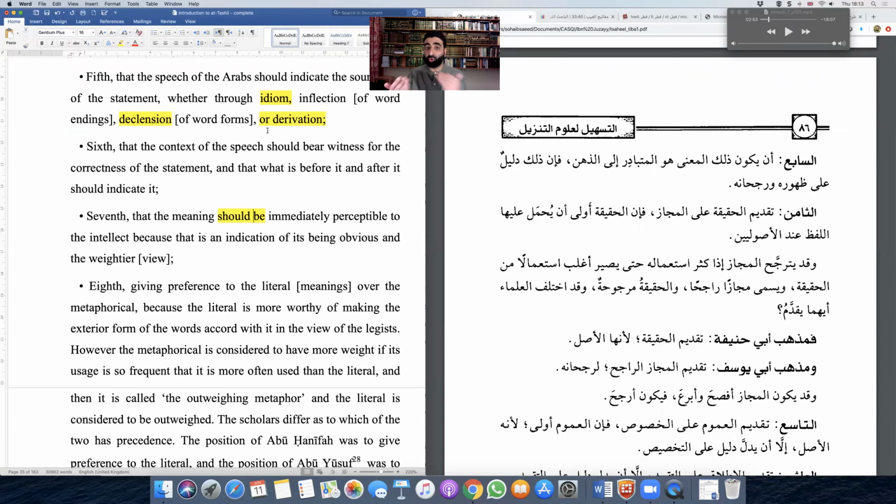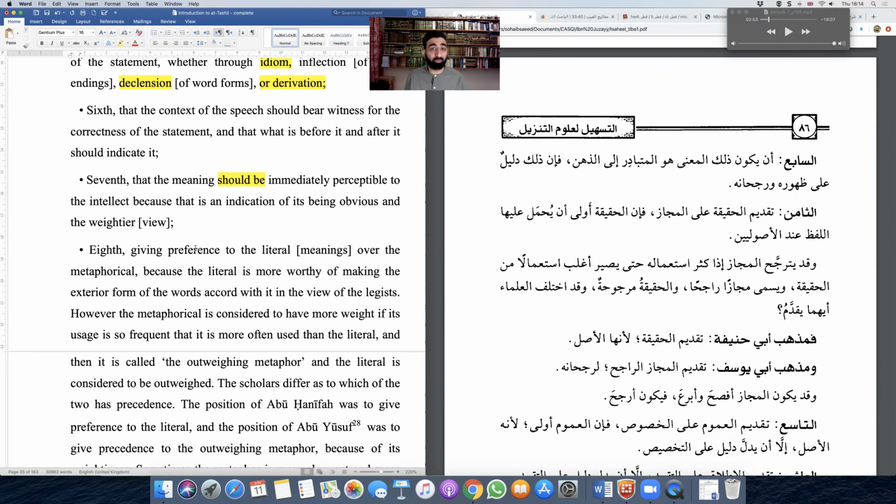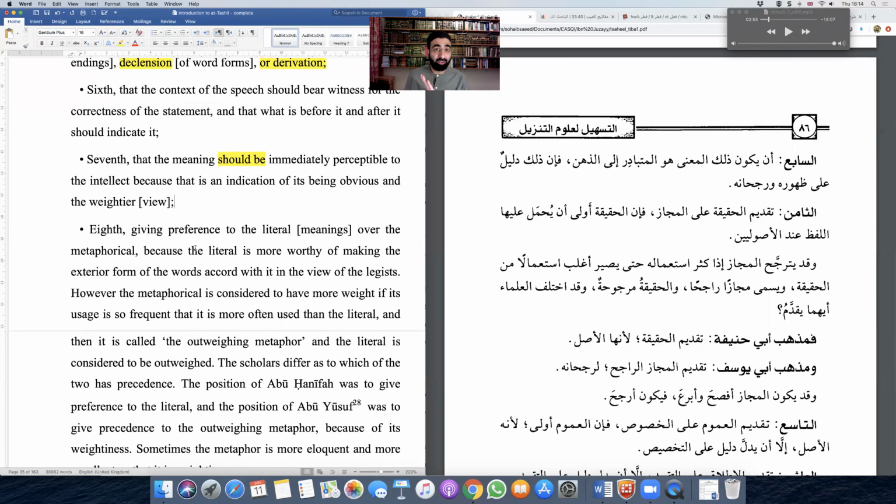What he's saying is that if you are dealing with two different possible meanings, and one of them is just far more obvious, then that is a dalil of it being the better view, right? And it should be given more weight, right? Than something which is obscure, something which requires a lot of mental effort to get to. Right? Again, that's not the absolute rule. It's just that between two things, all of the factors considered, something being clear is one of the factors which will make you choose that opinion in tafsir.